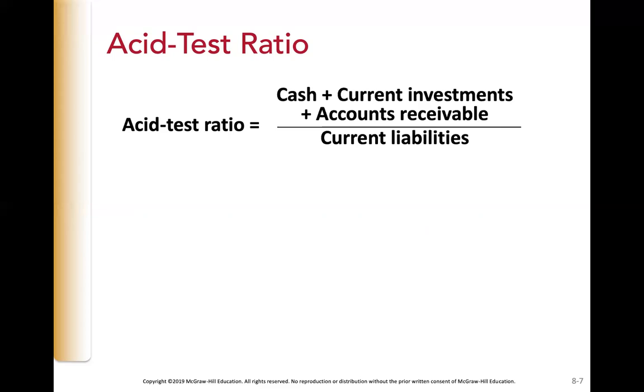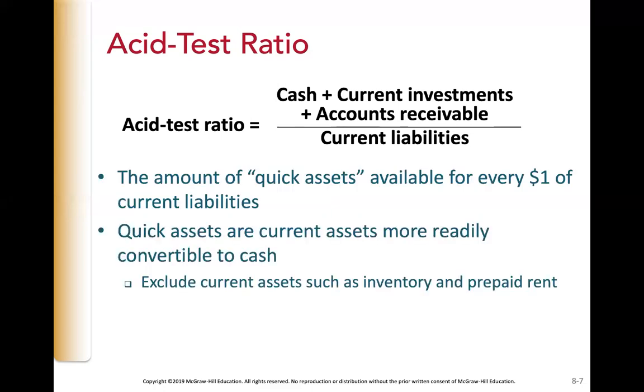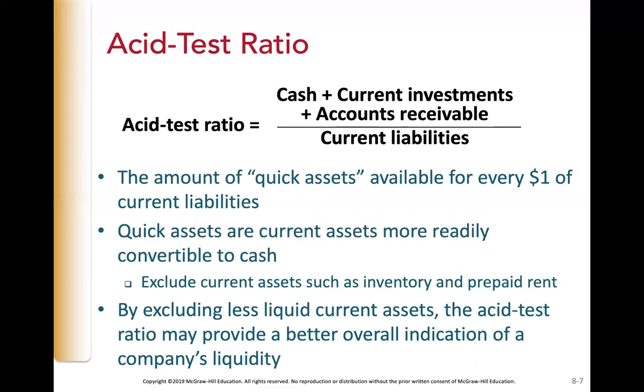By eliminating other current assets, such as inventory and prepaid expenses that are less readily convertible to cash, the acid test ratio may provide a better indication of a company's liquidity than the current ratio. So make sure you understand the difference between the current and the acid test. The current takes all current assets. The acid test only takes quick assets: cash, current investments, and accounts receivable.